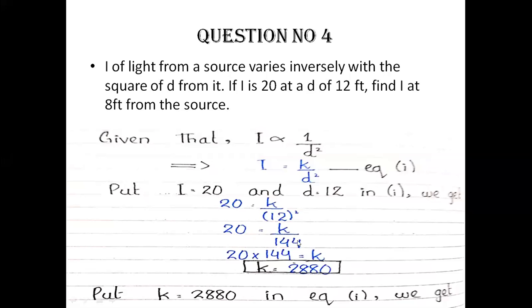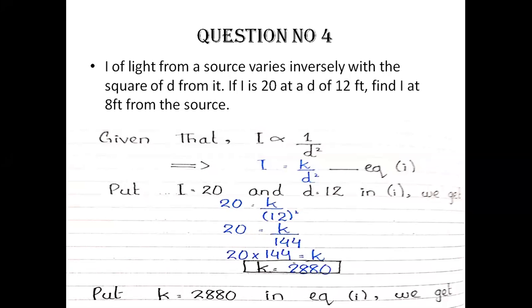We have to multiply 144 with 20 and moving it to the other side of the equation we get this value. So this is actually a very large value. It is 2880. So the value of k is 2880. Now that we do have the value of our constant expression, we are going to put it in equation number 1.